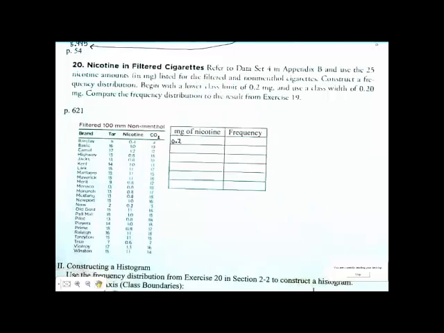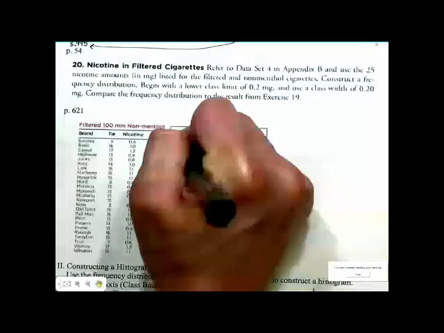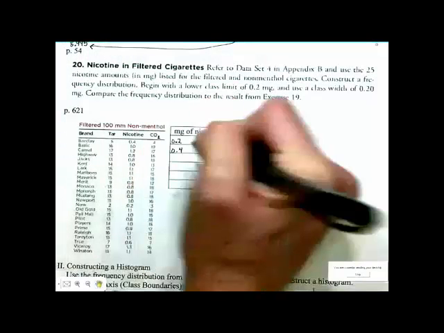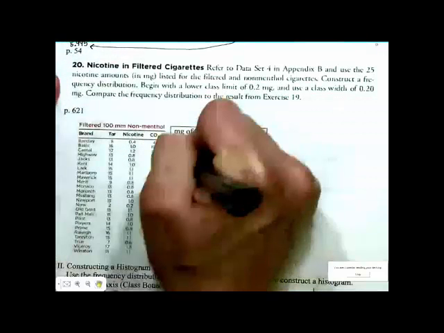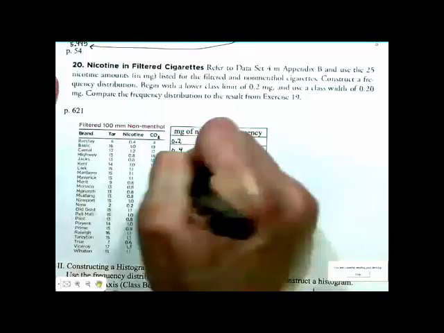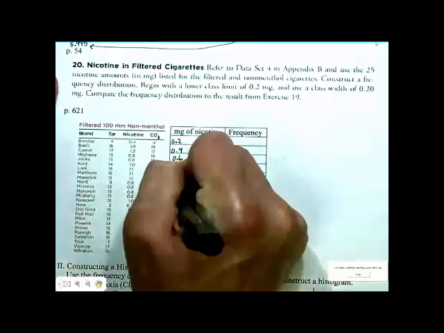And if the class width is also 0.2, what is the next lower limit going to be? 0.4. You're just adding 0.2 to the lower limit above. And what is the next lower limit going to be? 0.6, and then 0.8 and 1.0 and 1.2.